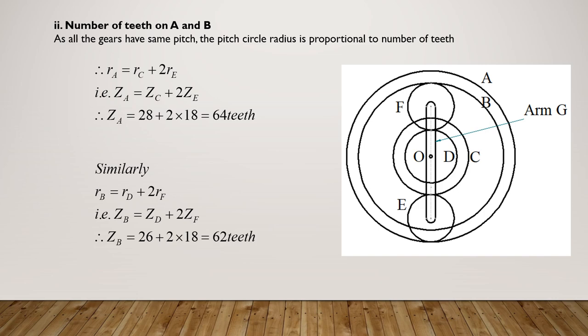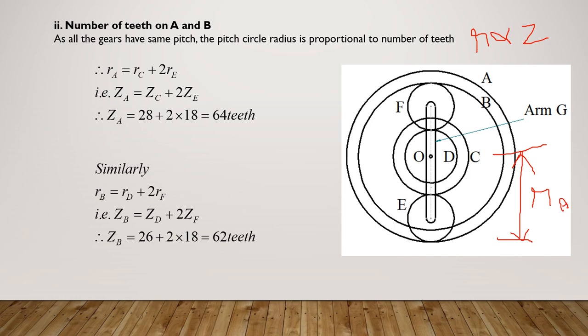So after drawing the arrangement, the second thing asked in the question is to find the number of teeth on A and B. Okay, so to find the number of teeth, see the statement given in the question: gears have the same pitch. That means pitch circle radius is proportional to number of teeth. R proportional to Z. So first relation for RA. RA means this distance from here to here, the radius from center. This is RA.